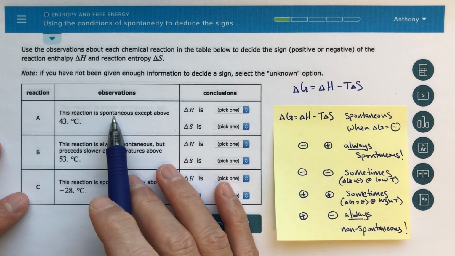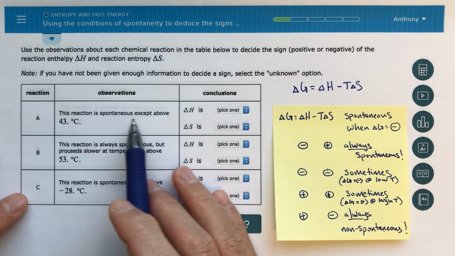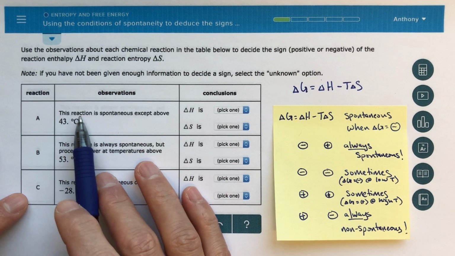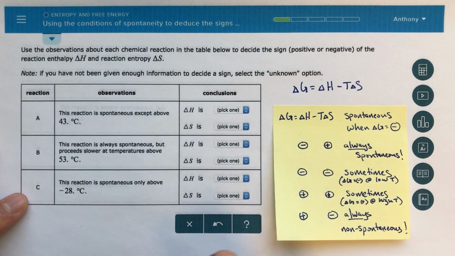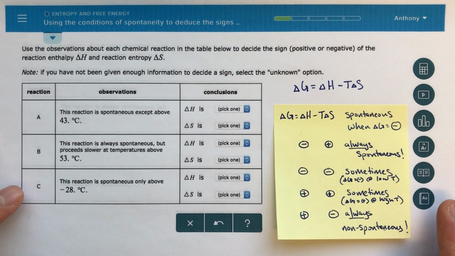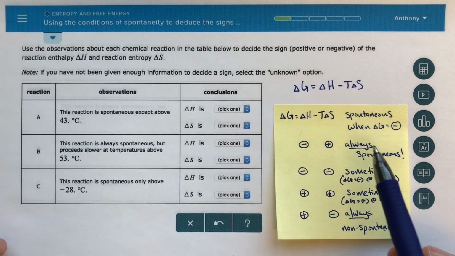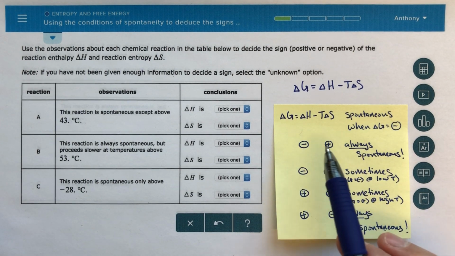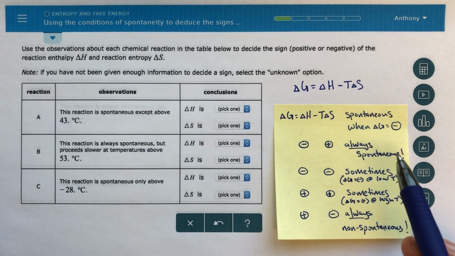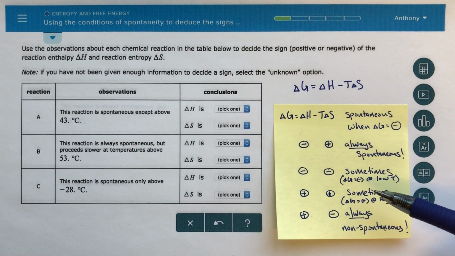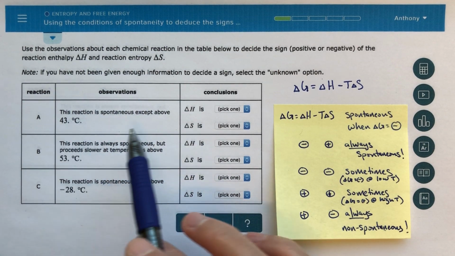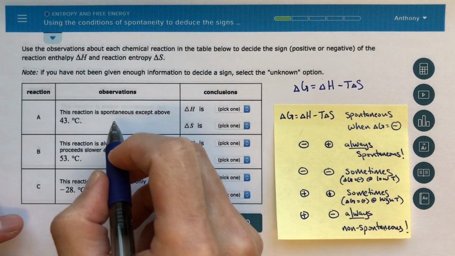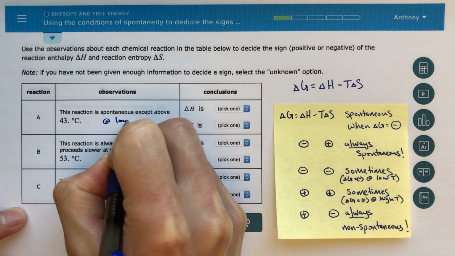So this reaction is spontaneous except above 43 degrees. So this reaction is spontaneous. It's going to be one of these first three. The bottom one is always non-spontaneous, so if the reaction is spontaneous at some point, then it can't be the bottom one. And the fact that it says except above is also going to rule out the top one. That means that if it was negative, positive, then it's always going to be spontaneous. So it's got to be one of these. And then we just need to decide which one it is based off the fact that it's except above 43 degrees. So another way we could say this is that the reaction is spontaneous at low temperature.